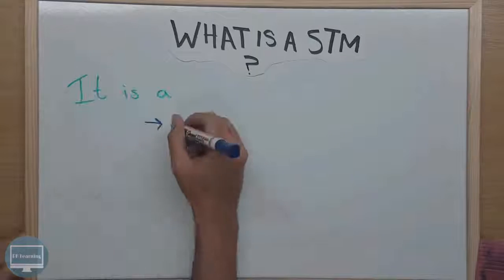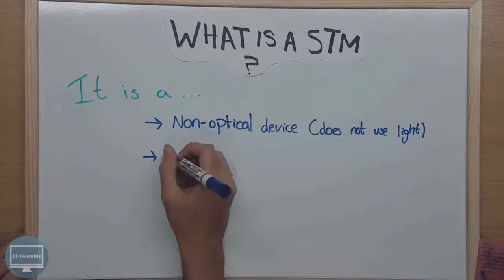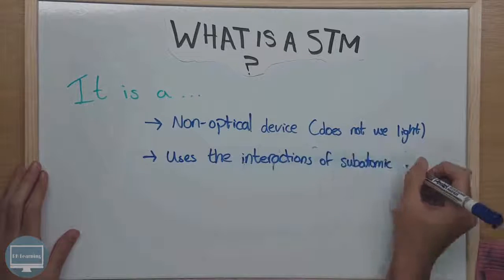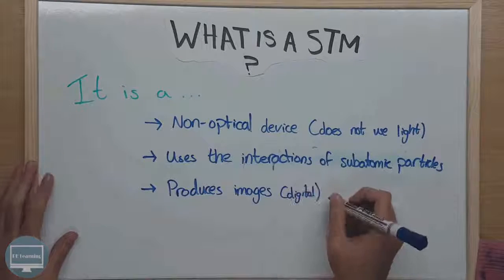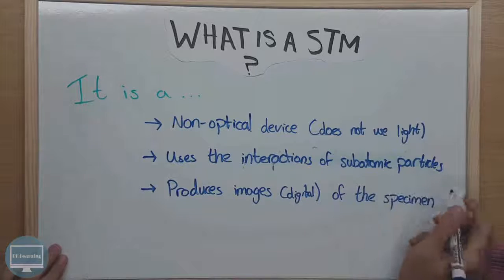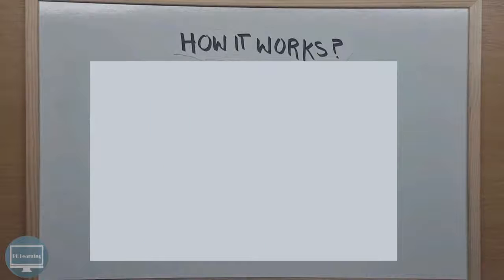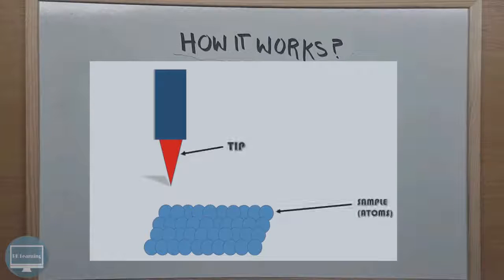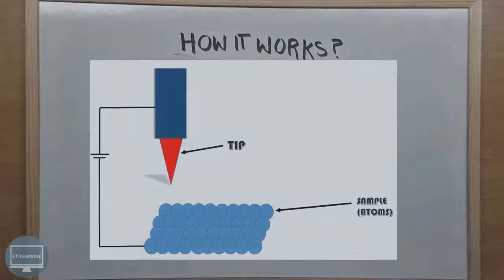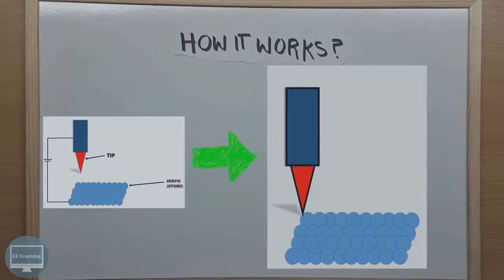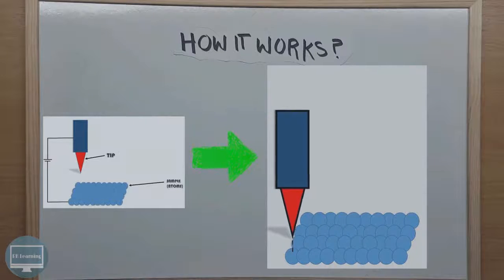A scanning tunneling microscope is a non-optical device that uses the principles of quantum mechanics, basically the interactions and motions of subatomic particles, to produce a digital image of a certain specimen. An STM is a massive machine compared to a regular microscope, but it ultimately comes down to an extremely sharp tip that is made of metal with a high conductance that is connected to a specimen by applying a voltage across it. The tip then moves back and forth across the surface of the specimen.